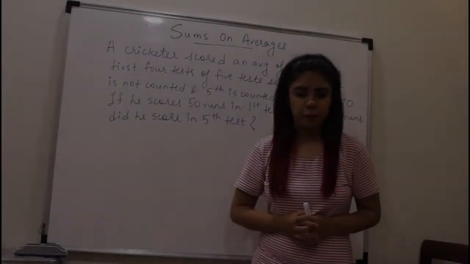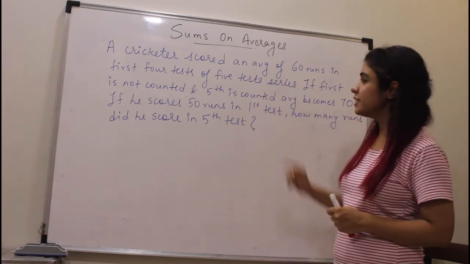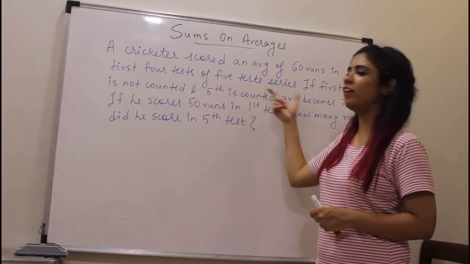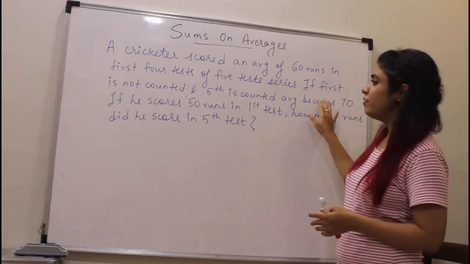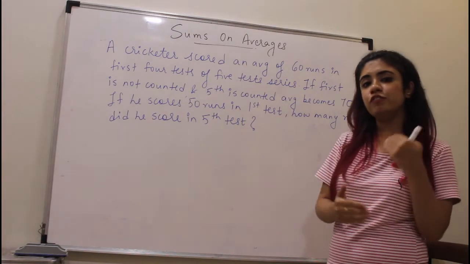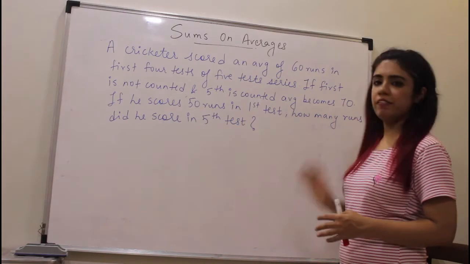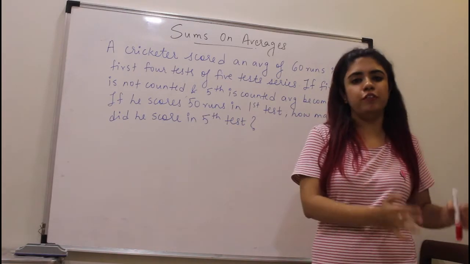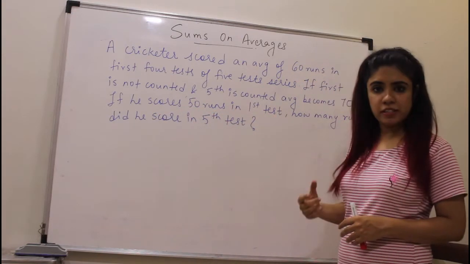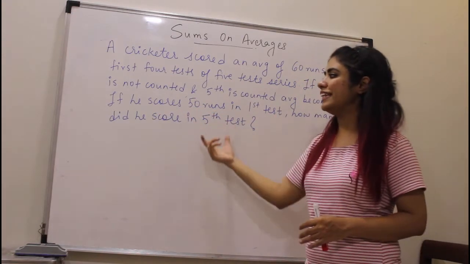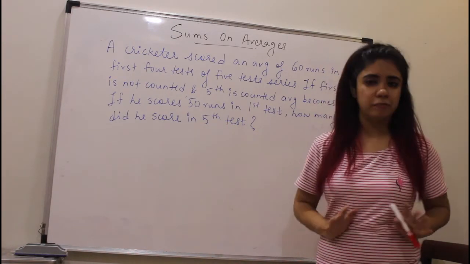Now let's look at the next problem. What does it say? A cricketer scored an average of 60 runs in the first 4 tests of the 5 test series. So the average was 60 in the first 4 tests. If the first is not counted, so that means if your first test is not counted and the 5th is counted, average becomes 70. So instead of the first, if you count the 5th, the average becomes 70. If he scores 50 runs in the first test, how much did he score in the 5th test? Seems to be a difficult question, but believe me, it's a very simple question.